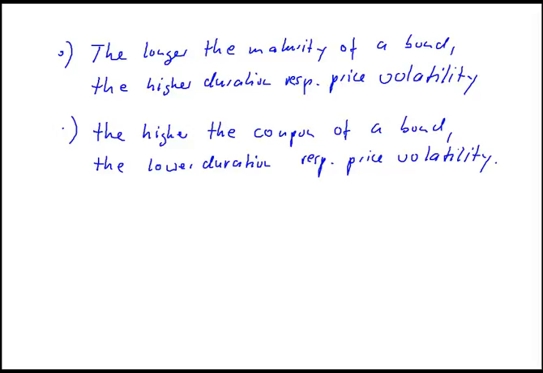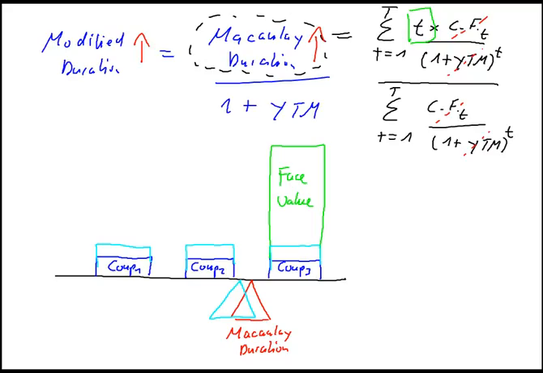Then the third characteristic is, if we compare a zero coupon bond with a coupon paying bond, and both have the same maturity. So let's take a maturity of 3 years. With a zero coupon bond, we would only have one cash flow, that is the face value of the bond, and to balance out the cash flow pattern of a zero coupon bond, we have to move to the maturity of the zero coupon bond. That means the zero coupon bond has a longer Macaulay duration compared to a coupon paying bond with the same maturity. That means it has a higher duration, respectively a higher price volatility.